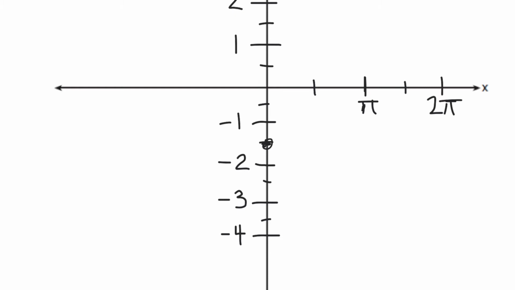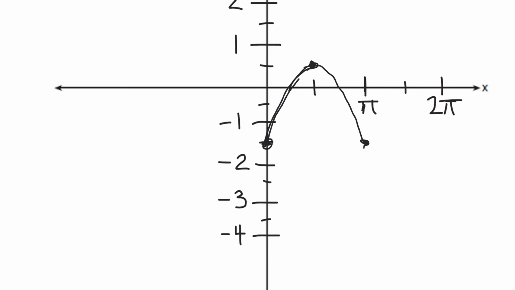Now moving to the right, so that x has a value of pi over 2, we're going to be moving up to the maximum value, which is going to be at 0.5. That's because we know our amplitude is 2: -1.5 plus 2 gets us up to 0.5. From here, it's going to start heading back down. So where x is equal to pi, it's going to go back to our midline of -1.5.